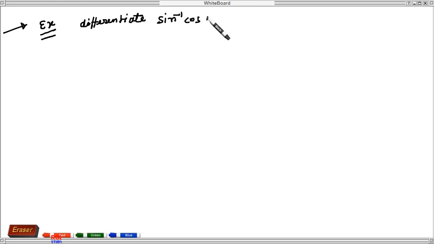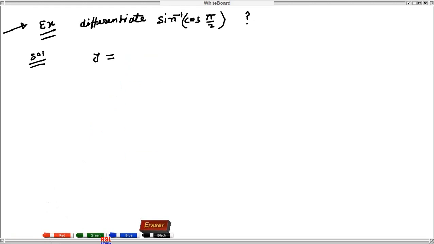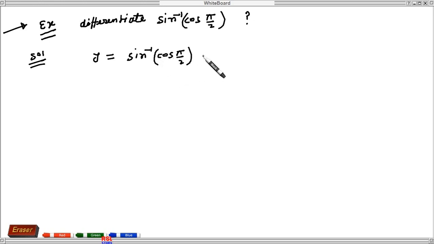So differentiate sin inverse cos pi by 2. How will you differentiate it? Firstly we will rewrite the question, that is sin inverse cos pi by 2, and we know that the value of cos pi by 2 is 0, so sin inverse 0. Value of sin inverse 0 is 0, so differentiation of 0 is 0.